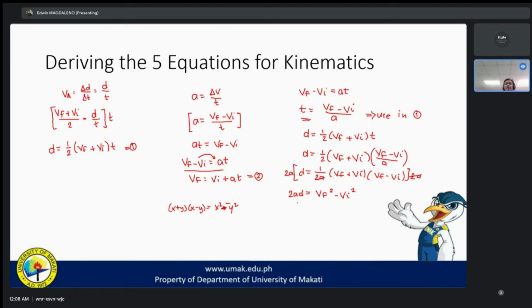Or transposing Vi to the other side, this will become Vi squared plus 2ad should be equal to Vf squared, and exchanging the position of the two, we have Vf squared equal to Vi squared plus 2ad. So we have equation number 3.